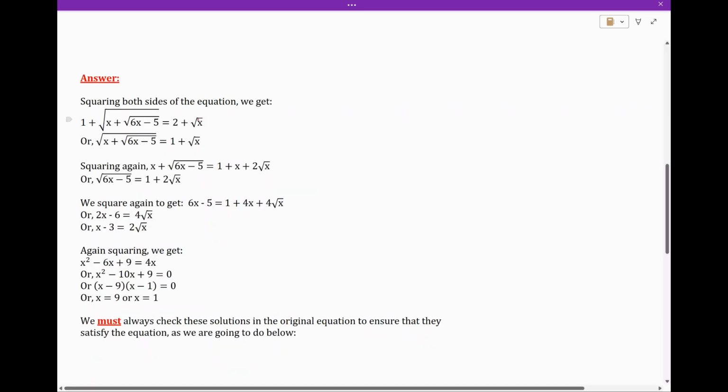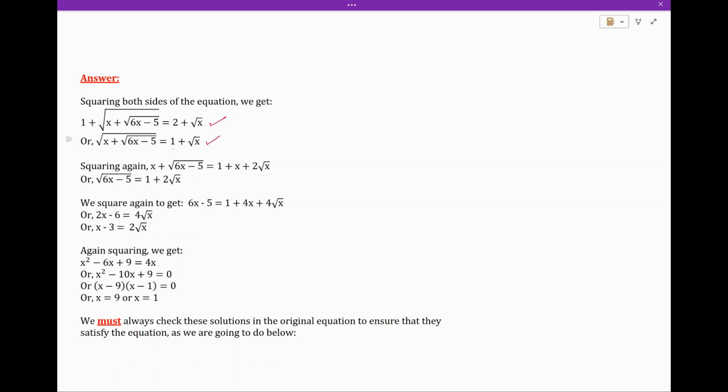Squaring both sides of the equation, we get 1 plus square root of x plus square root of 6x minus 5 is equal to 2 plus square root of x. Or by rearranging terms, square root of x plus square root of 6x minus 5 is equal to 1 plus square root of x.